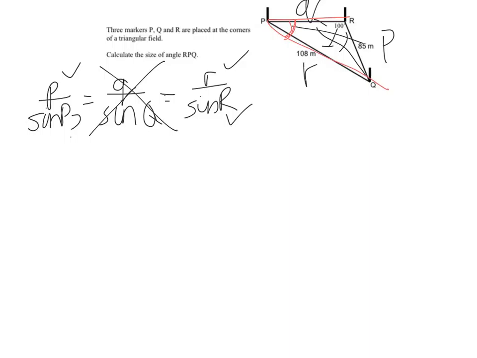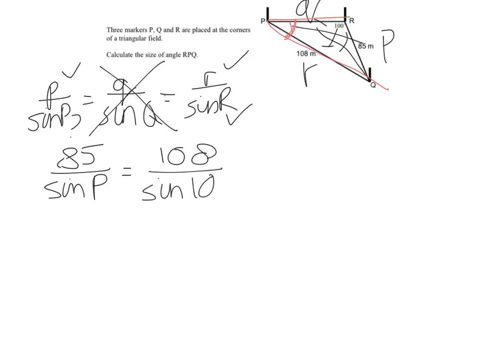So P is 85, so we have 85 over sine P, because that's what we're looking for, and that's equal to R, which is 108, over sine R, so sine of 100. Okay, so far, nothing different here. However, now that we're at this stage, you are recognizing, hopefully, that your unknown is at the bottom of this fraction. That makes things just slightly more challenging for us.